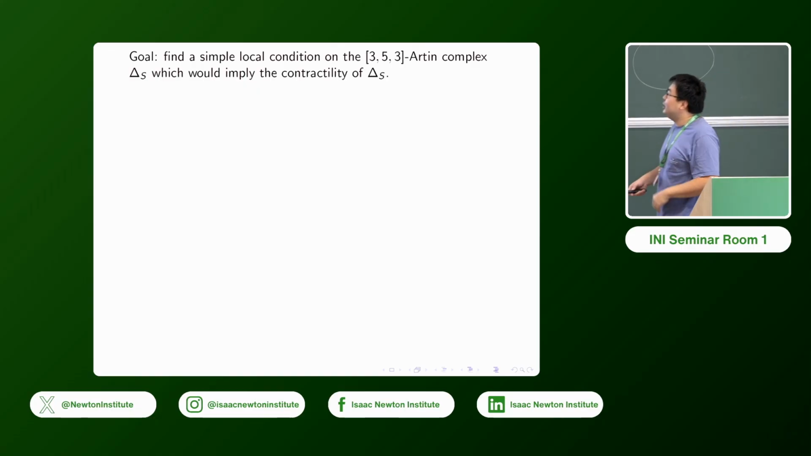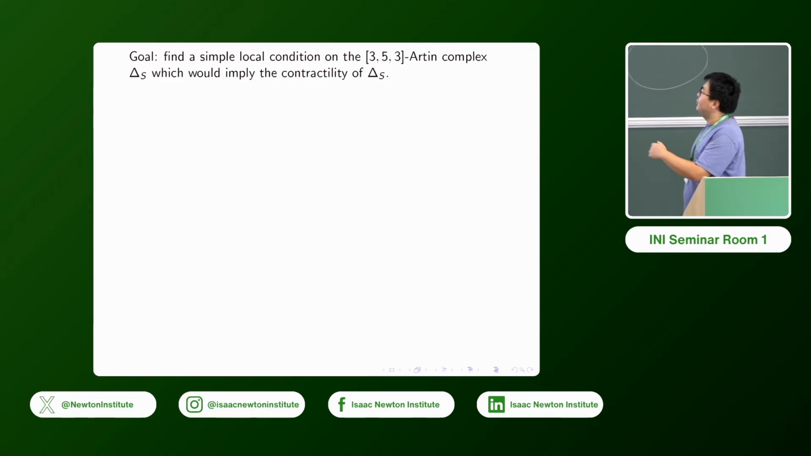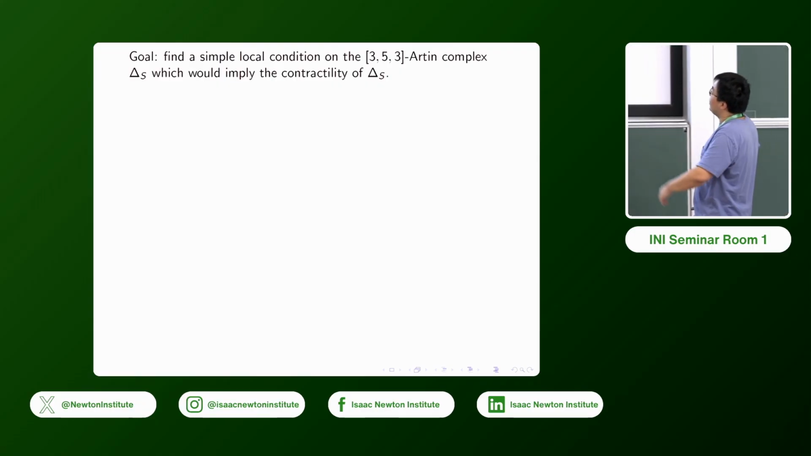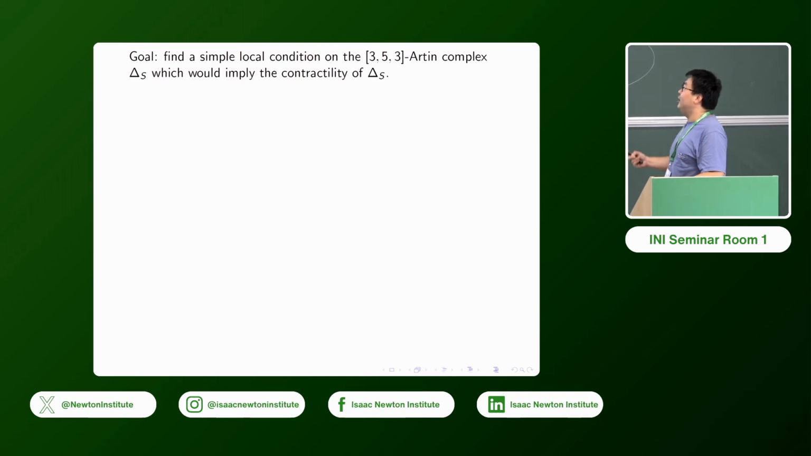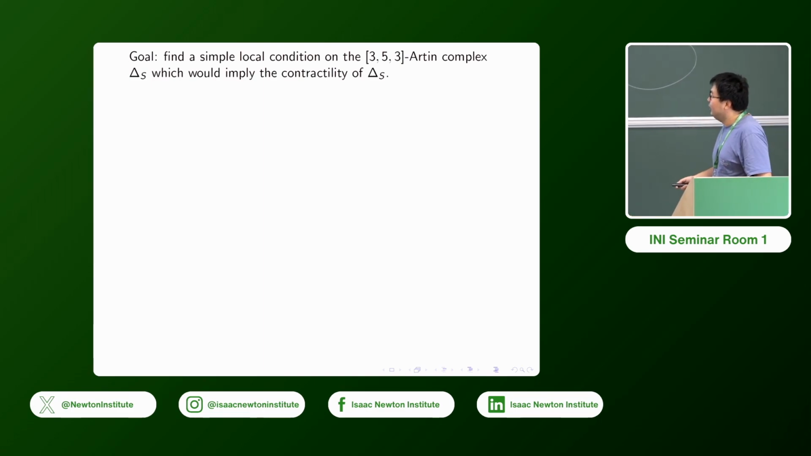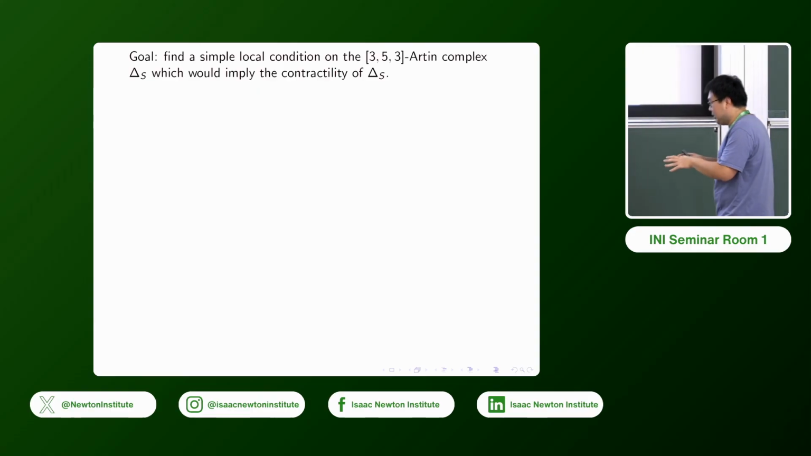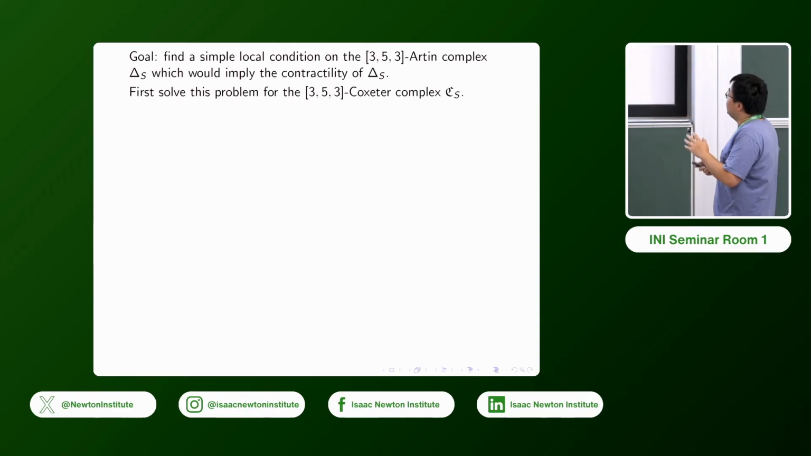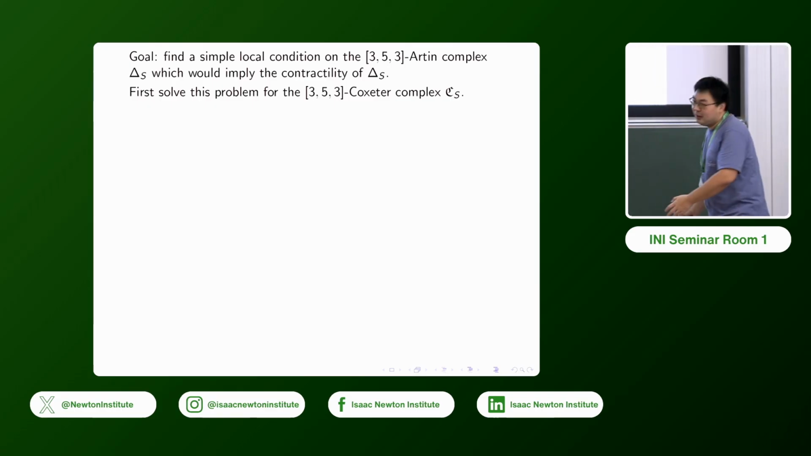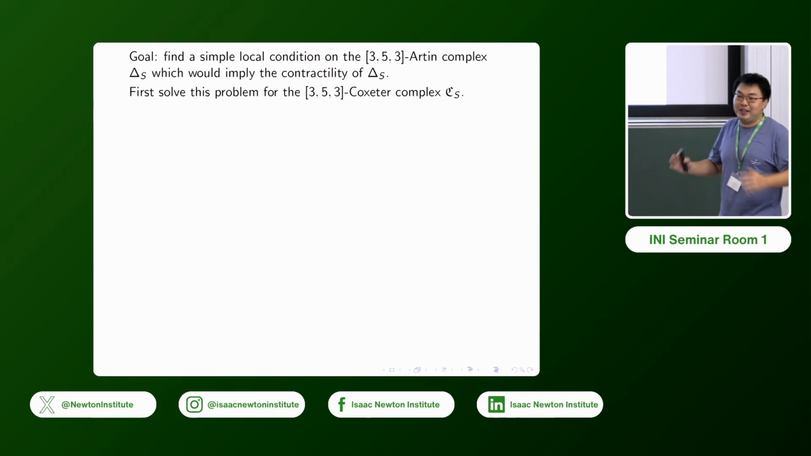So what is this local condition I want? How do we find a local condition on the 353 Artin complex which would imply the contractibility of the Artin complex? Okay, so here's the plan. First, the Artin complex is sort of mysterious and hard to understand, so I want to start with something easier. I want to start by solving the same problem for the 353 Coxeter complex. We understand the Coxeter complex much better.